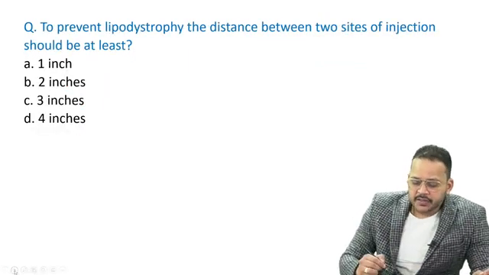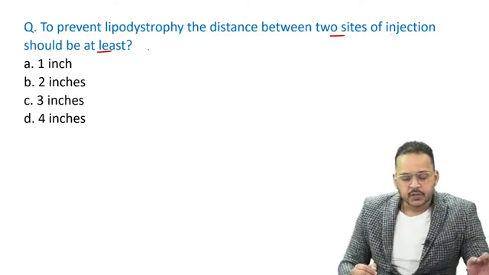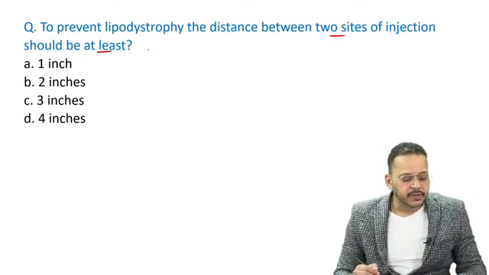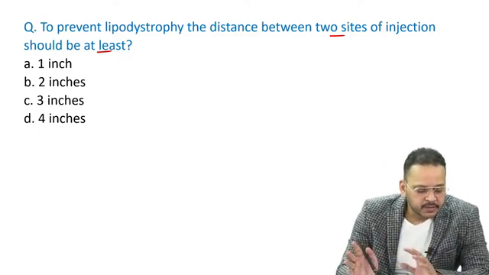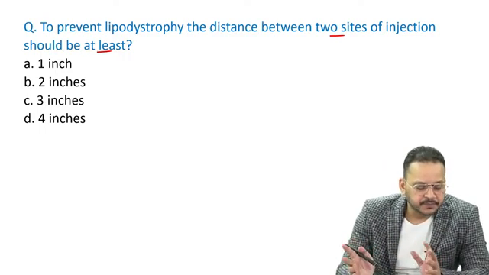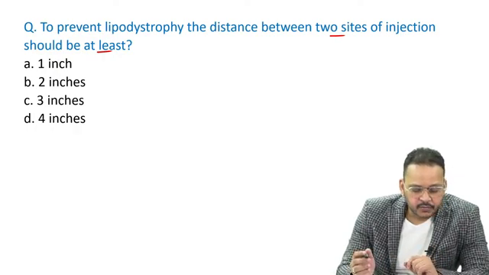To prevent lipodystrophy, the distance between two sites of injection should be at least 1 inch, 2 inches, 3 inches, 4 inches. So this is a basic fact. This is a basic fact that sometimes they ask you such MCQs, right? What should be the distance between two sites of injection? Should it be 1 inch, 2 inches, 3 inches, or 4 inches?